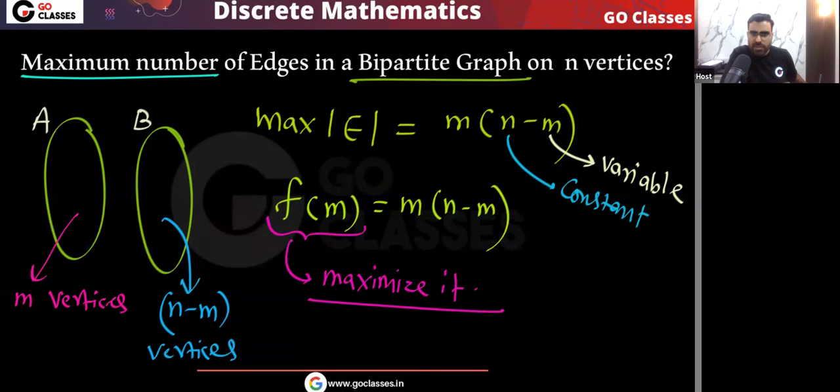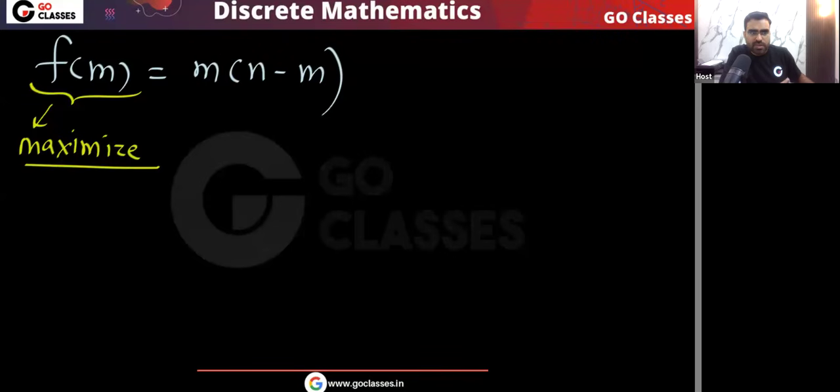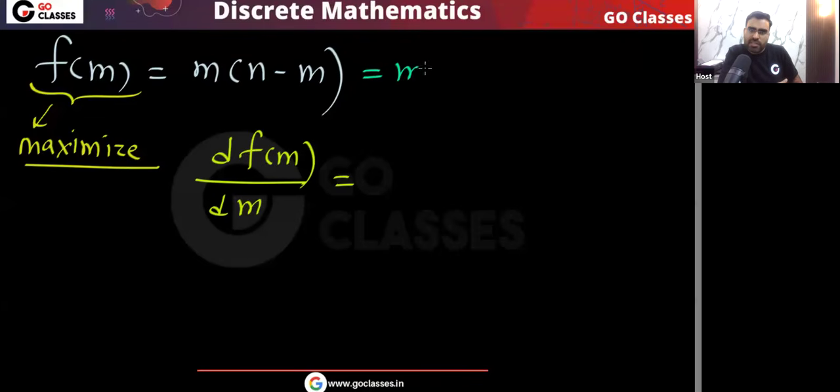Now you already know the concept of maxima and minima, so let's just apply that concept. This is f(m), that is m multiplied by n minus m. Let's try to maximize this value. For which value of m will this function be maximized? Let's see what you will do. You will find the derivative, yes or no? So you will find df/dm. Now tell me what that will be. You can easily see this is basically mn minus m square. So mn gives n, and minus m square gives minus 2m.